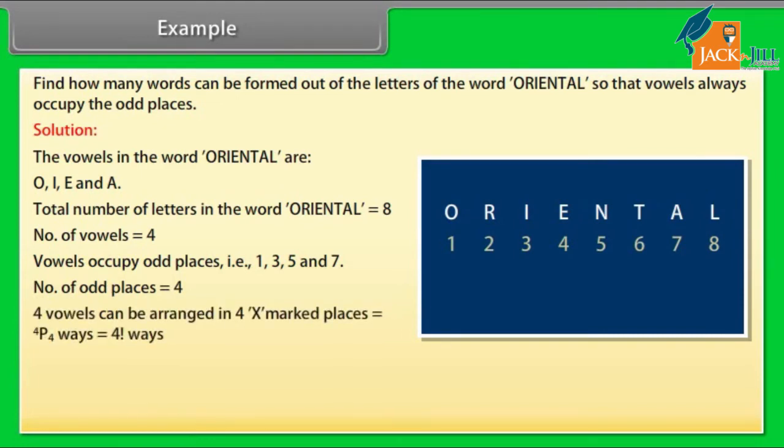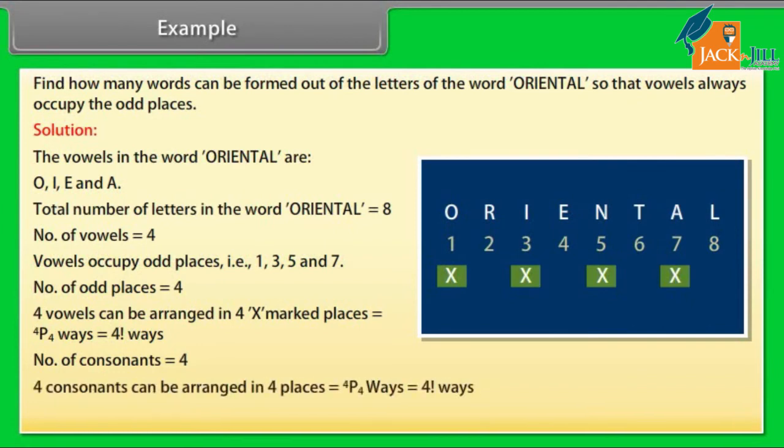4 vowels can be arranged in 4 marked places in 4P4 ways, which is 4 factorial ways. Number of consonants is equal to 4. 4 consonants can be arranged in 4 places in 4P4 ways, which is 4 factorial ways. Required number of words is equal to 4 factorial into 4 factorial, is equal to 24 into 24, is equal to 576.